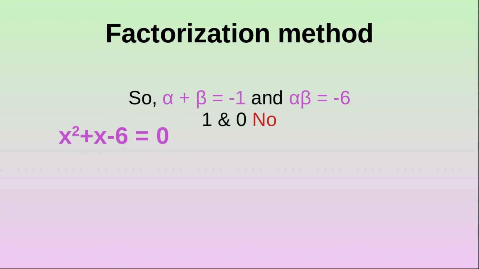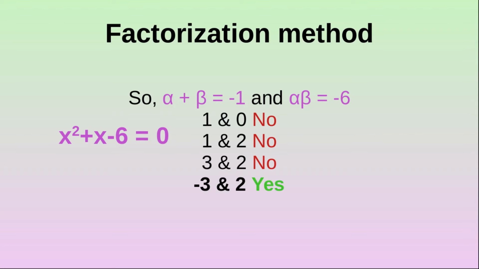Let's try 1 and 0. So 1 plus 0 is equal to 1, which is not equal to minus 1. So it cannot be the roots of the quadratic equation. Now let's try 1 and 2. Here 1 plus 2 is equal to 3, which is not equal to minus 1. So once again it is not the root of the quadratic equation. Now let's try 3 and 2. Here we are getting 3 plus 2 is equal to 5, which is once again not equal to minus 1. So it is also not a root of the quadratic equation.